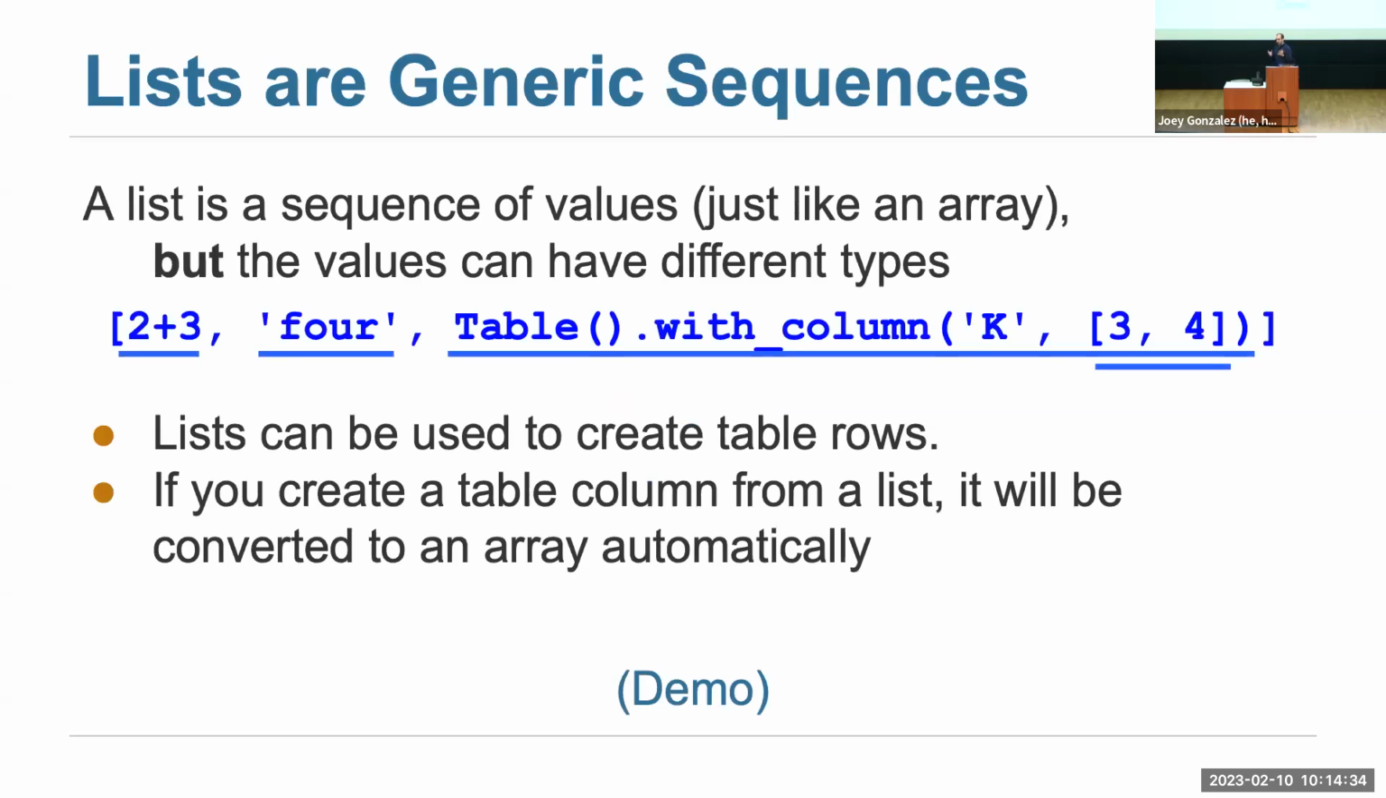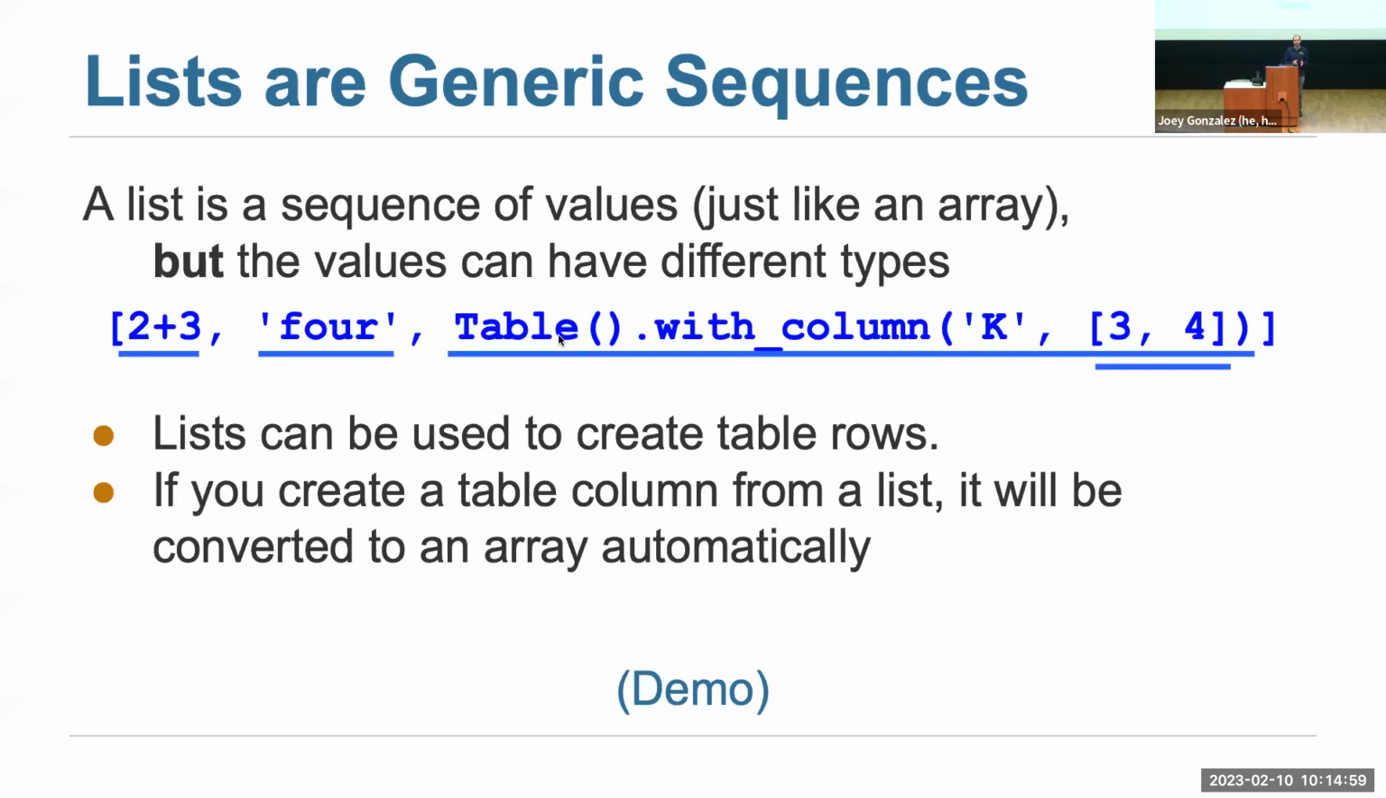Lists are generic sequences. They can contain things of many different types. They're kind of like an array. They are a sequence, and we can pull individual elements out. But they, again, can contain things of many different types. So here's a list. It's got a number, some text, and actually, sorry, it has a table, a whole table inside of a list.